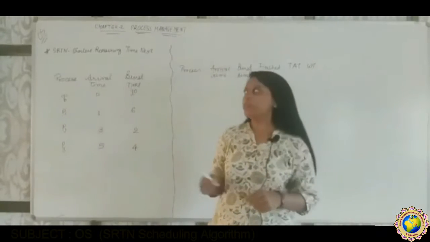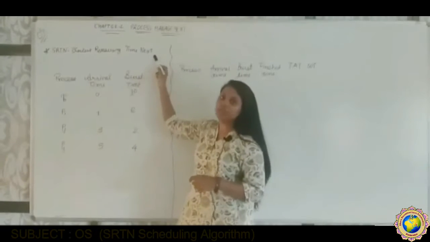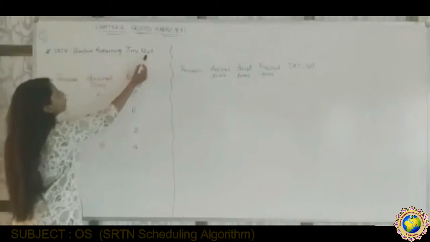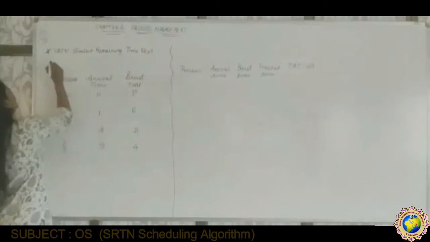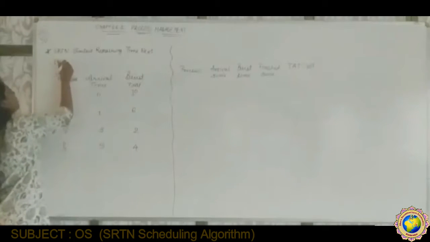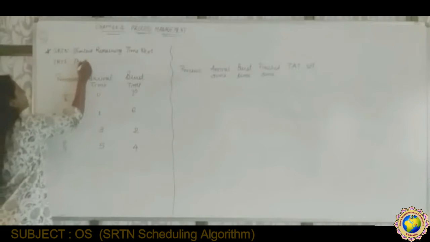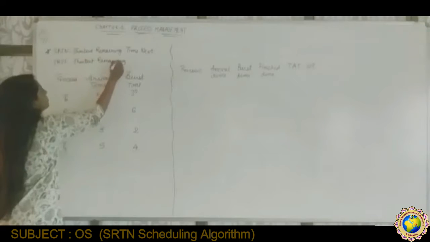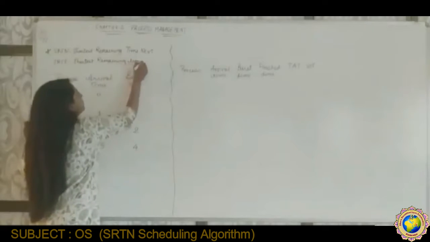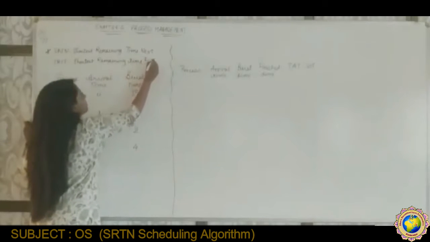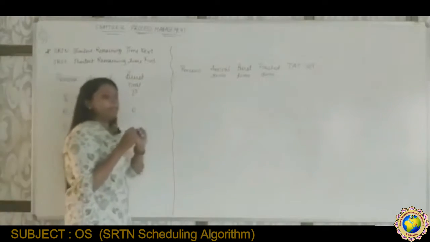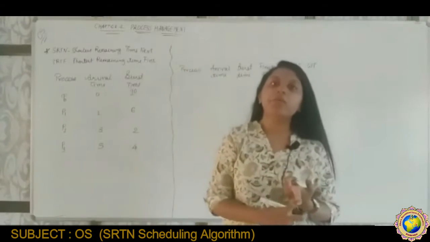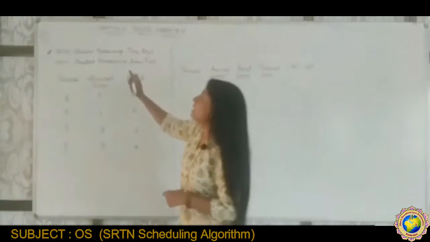Today we are going to learn about the SRTN scheduling algorithm. So SRTN means what? Shortest remaining time next. We can also say SRTF, that is called shortest remaining time first. The non-preemptive scheduling algorithm is called SJF, and the preemptive one is called SRTN.